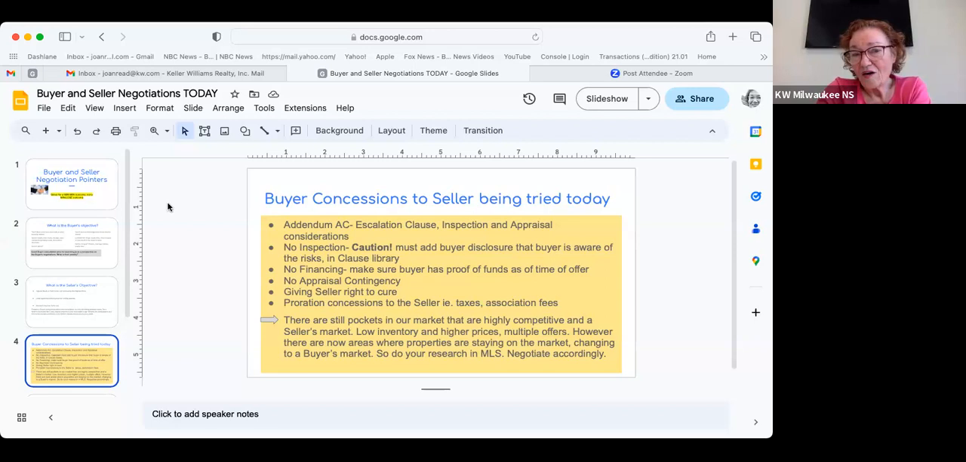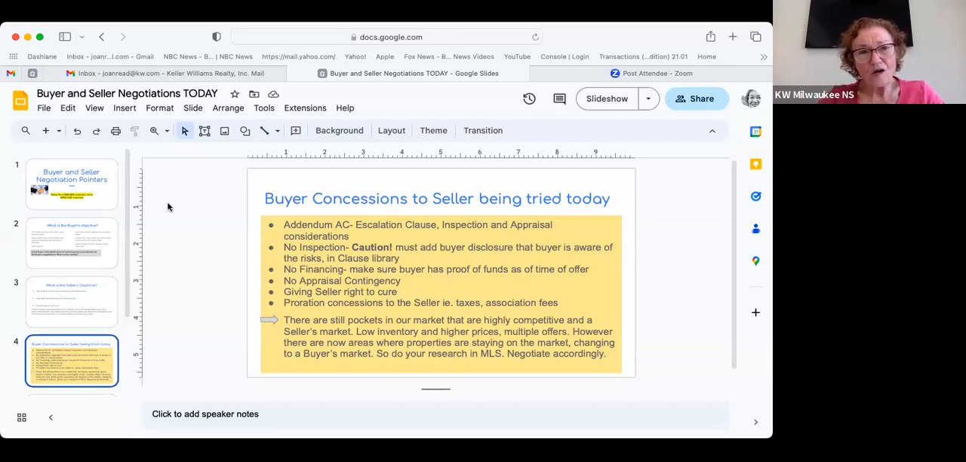The buyer can also sweeten his offer by giving some concessions on prorations. Say the offer is written near the latter part of the year, buyer can say, I'll pay the full amount of taxes, or I'll pay a certain amount of taxes, and concede some of the proration amounts. They can also decide to skip the association fees proration and say that they'll pay the association fees for the whole year or whatever.